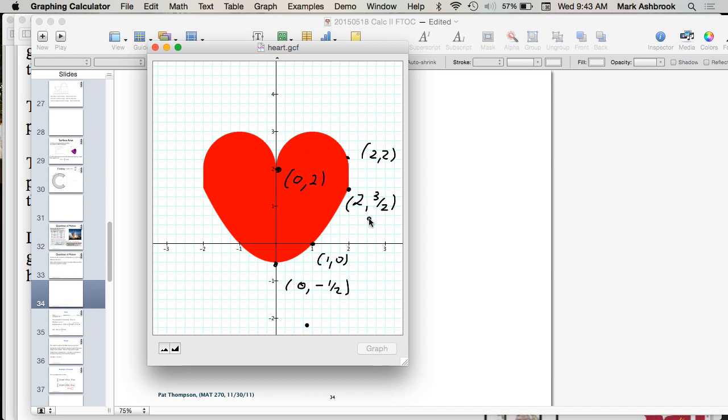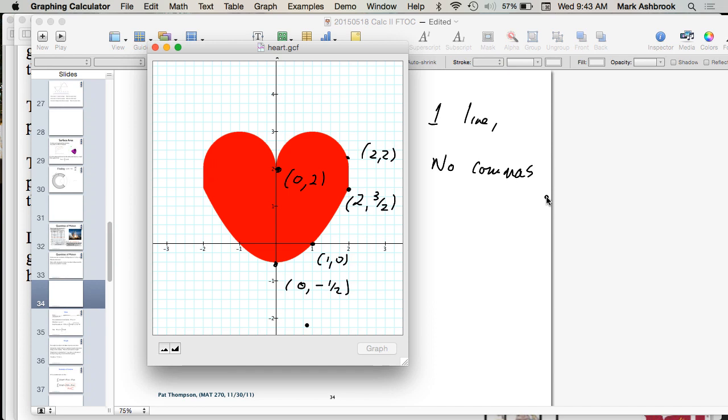Okay, and then symmetric on the other side. So I have created this image with one line in GC and no commas. One line with no commas. Okay, so in the spirit of defining a region as a set of points, you can do this with one line, one GC command, no commas.